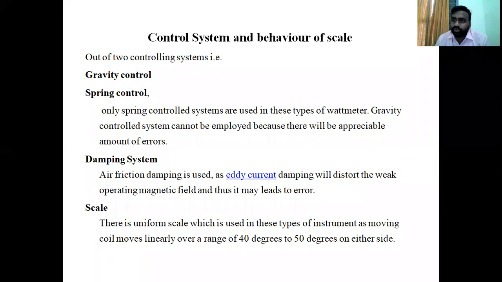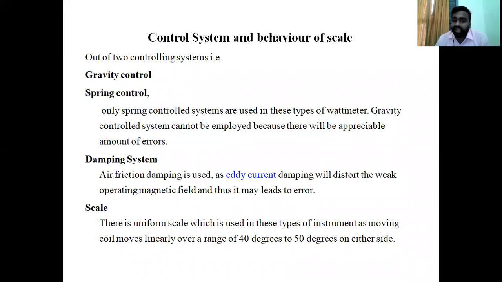And for damping torque, most probably we use air friction damping. There are various types of damping: air friction damping, fluid friction damping and eddy current damping. We use air friction damping in this type of instrument because it is a purely mechanical arrangement. If we used eddy current damping, the eddy currents would distort the current in the fixed coils and weaken the magnetic flux between the fixed coil and the moving coil. That's why we use air friction damping.